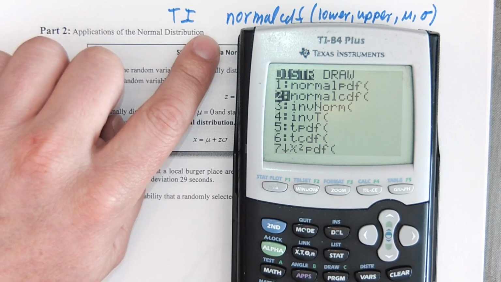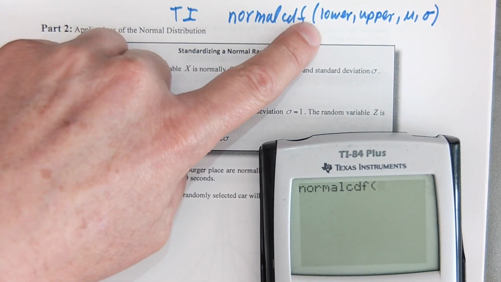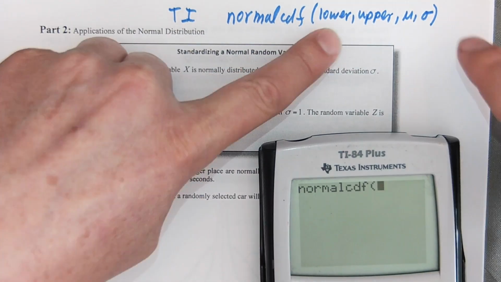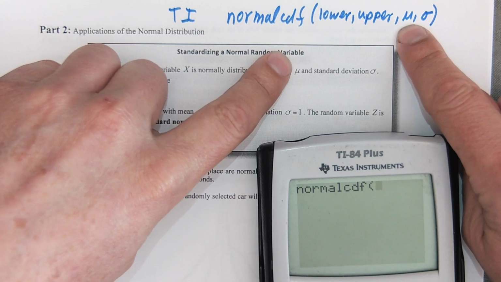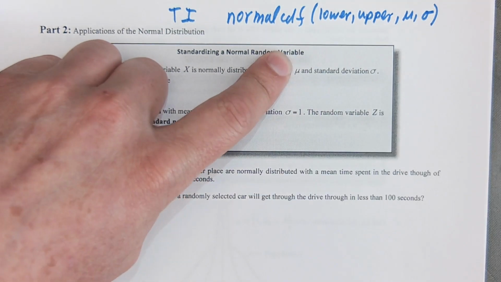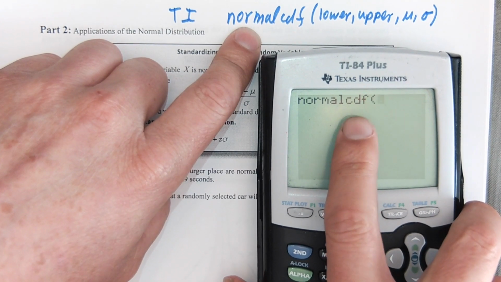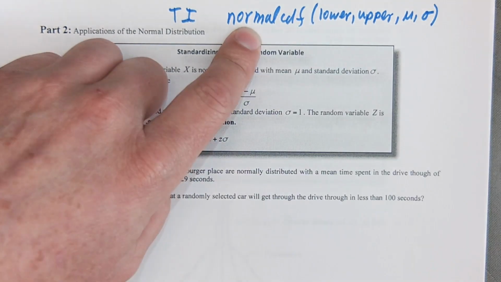Now there are two interfaces. One of them does this. And the formula is here. It's the lower bound to the upper bound, then the mean, and then the standard deviation in that order. This is for older TI 83s and some of the TI 84s.